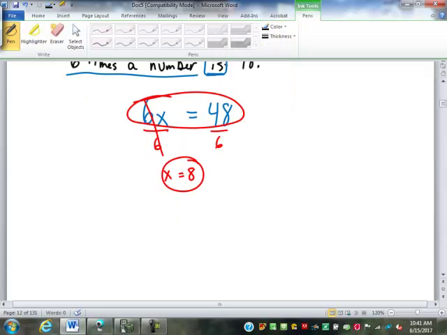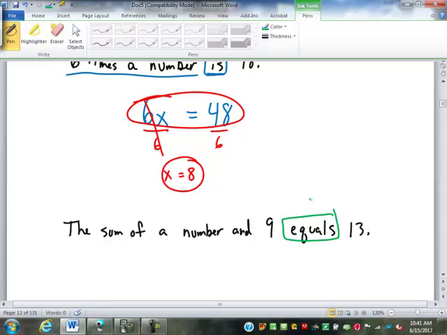We might have: the sum of a number and 9 equals 13. What word in this phrase is our verb? Sum is actually a noun. The sum is the result of an addition problem. Equals is our verb. Equals is implying an action of some sort. This must be equal to, or must equal.